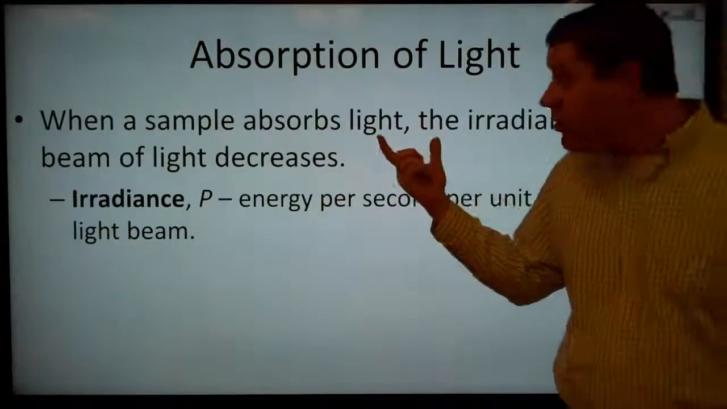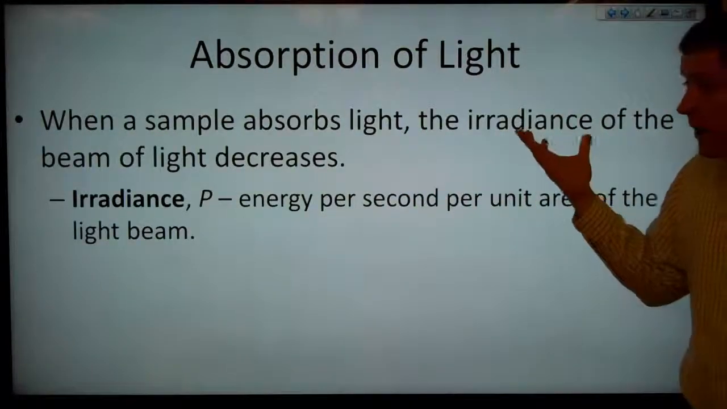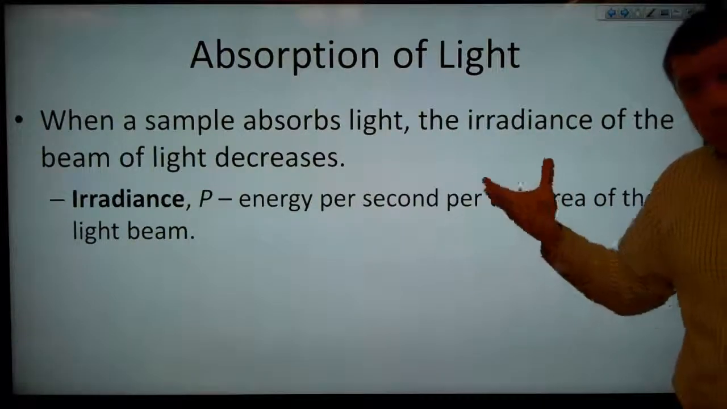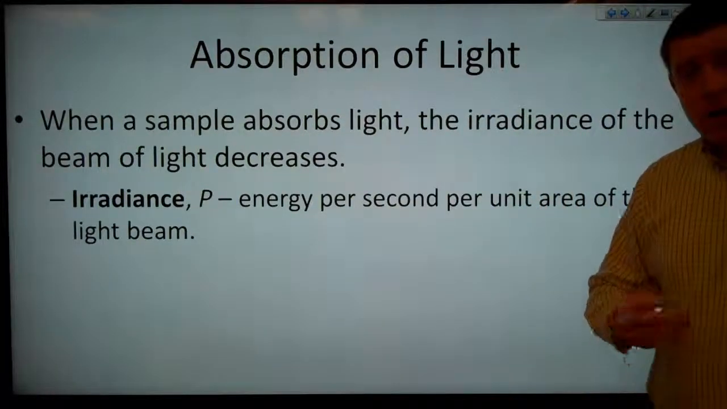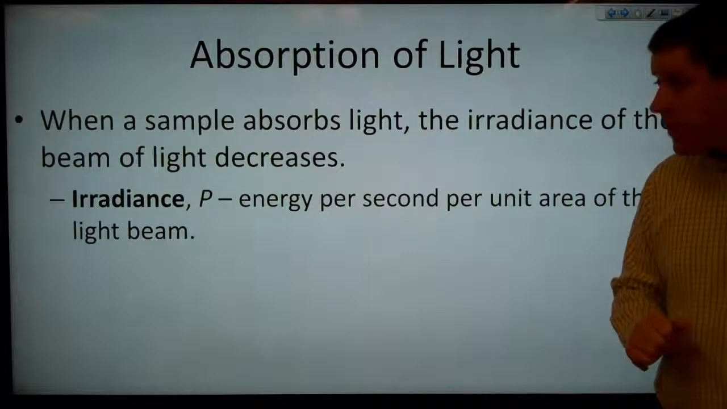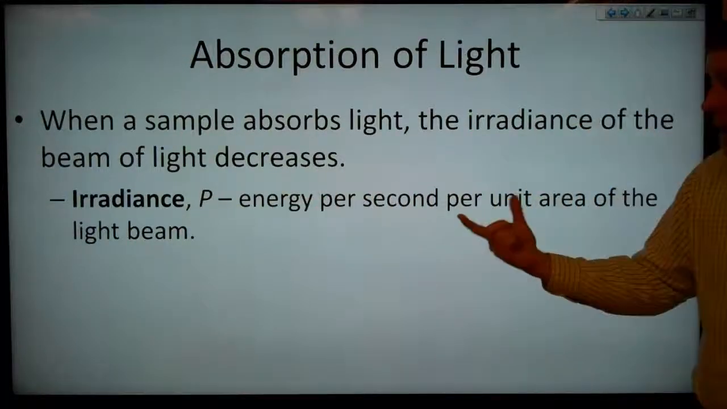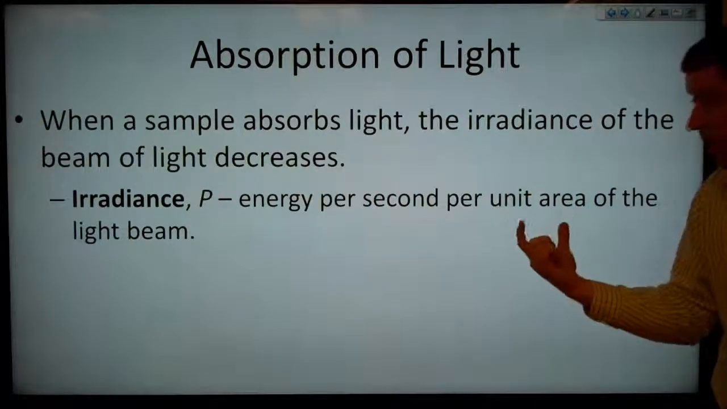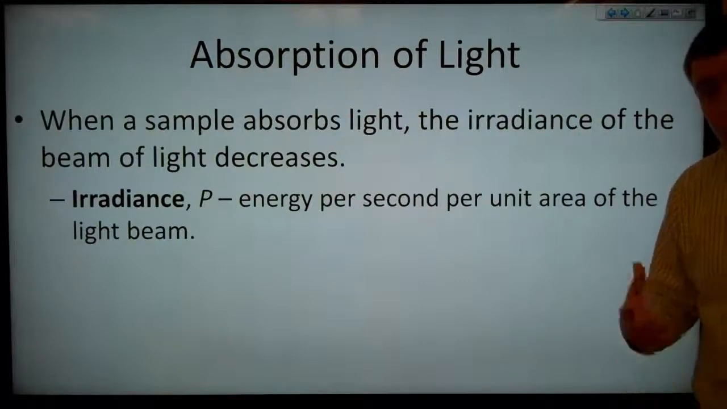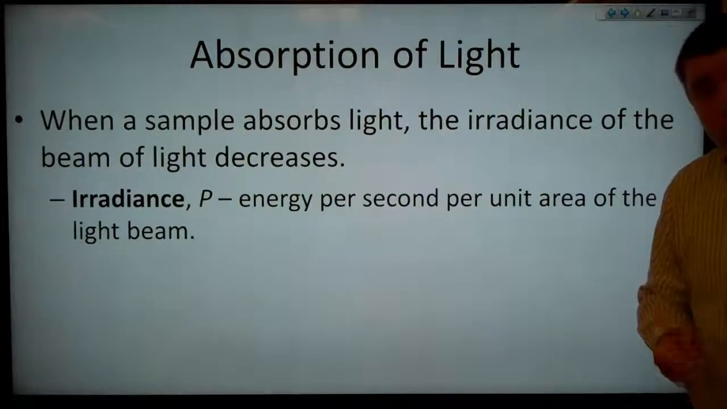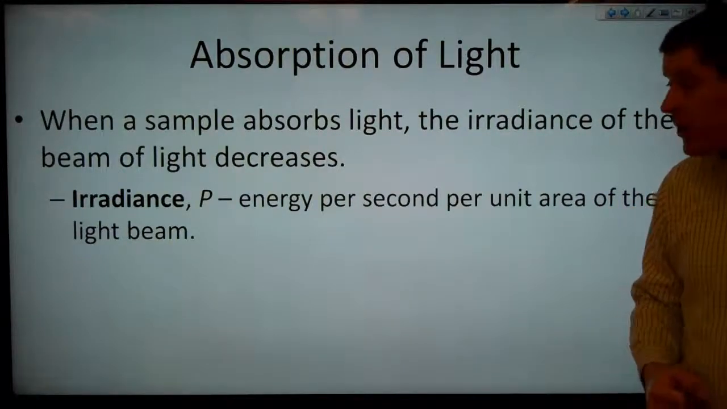So when a sample absorbs light, the irradiance of the beam of light decreases, because we've pulled some energy out of that electromagnetic radiation. The irradiance P is the energy per second per unit area of the light beam. So as a molecule absorbs some light, that molecule has removed some energy from that light beam.